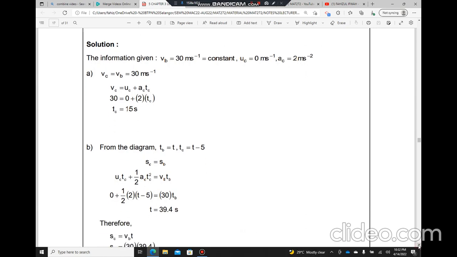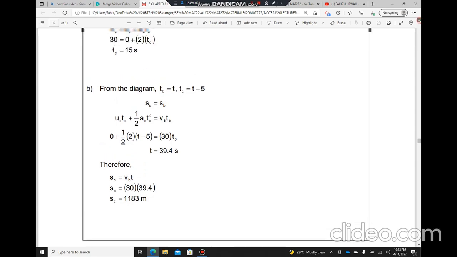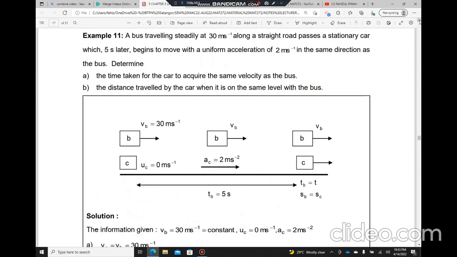This means for questions like this you must be good at using formulas. Therefore SC, or distance of car, equals VB multiplied by T, so 30 multiplied by 39.4, we get 1183 meters. This is question B, to answer the distance travelled by the car when it is on the same level with the bus. In this case, SB equals SC.